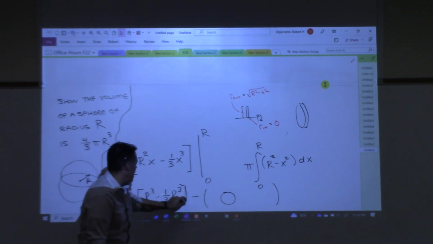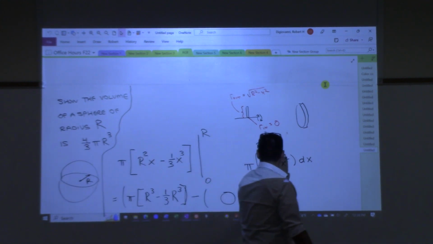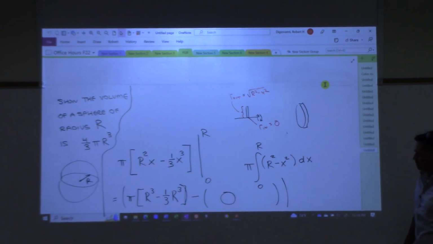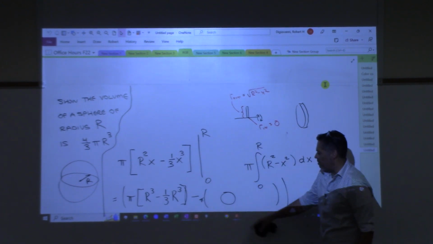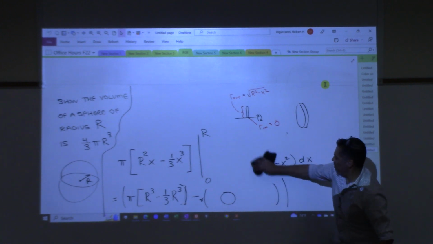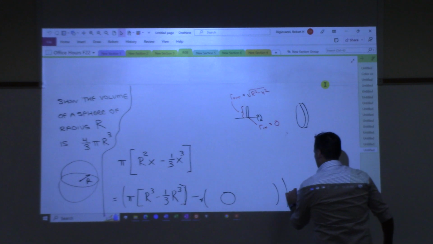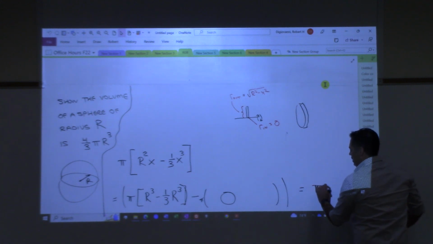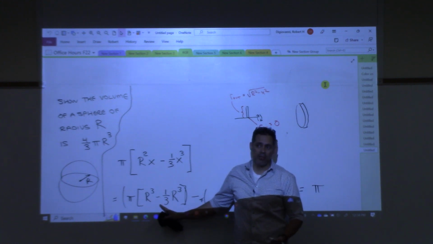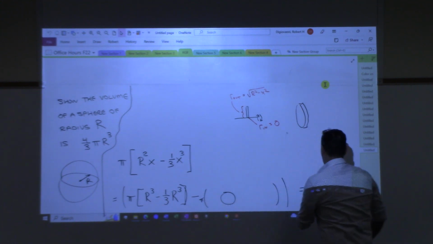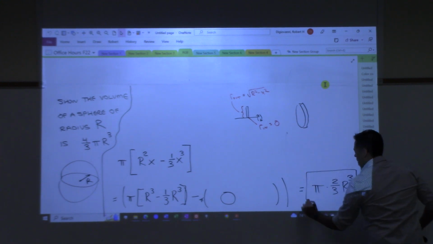I don't like that. I used a bracket, then I used a parenthesis. Okay, there. This was a pi. There was a pi out here, but it didn't matter because there was a 0, right? So that's just nothing, right? So at the end of everything, I have the pi out front. Then I have r cubed take away 1/3 r cubed. So that's 2/3 r cubed. And that is my answer.